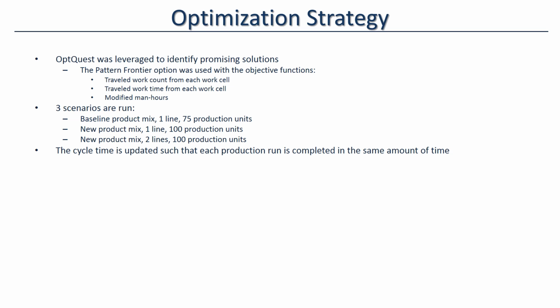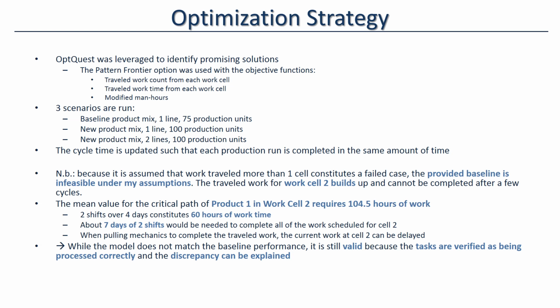To optimize the model, we leveraged OptQuest and the Pattern Frontier option, and we ran 3 scenarios based on the baseline and new product mix with 1 and 2 lines. And the cycle time is updated such that it's the same for each.